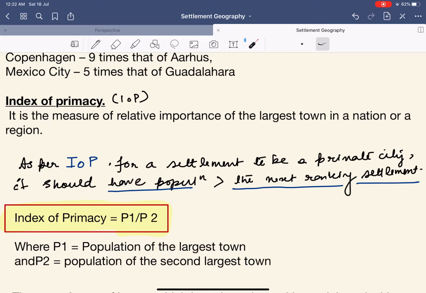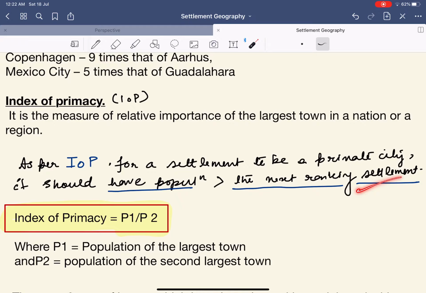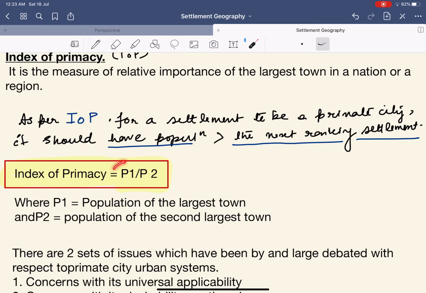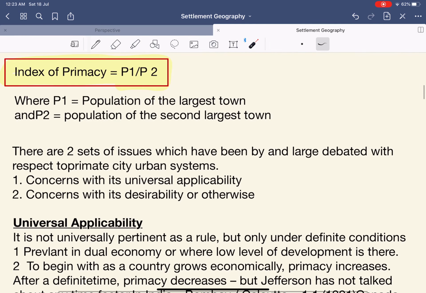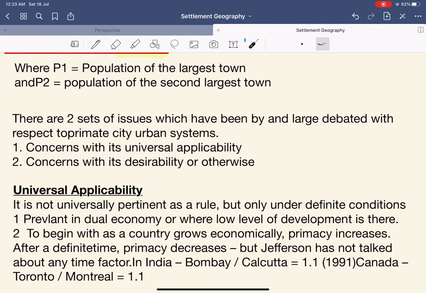Very simple to understand. If I say we have Bhubaneswar, and we have Cuttack, for Bhubaneswar to be the primate city, it should have double the population of that of Cuttack. Or if Cuttack has to be the primate city, again it has to have double the population when compared to Bhubaneswar. This is called the index of primacy. The formula is P1 by P2, where P1 is the population of the largest town, and P2 is the population of the second largest town.